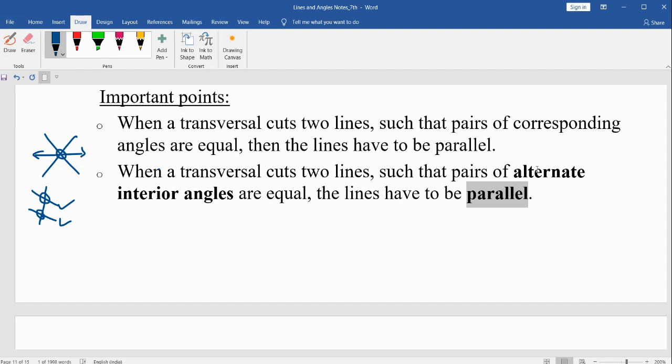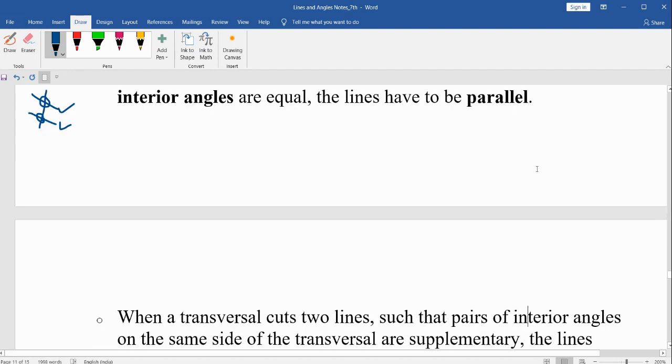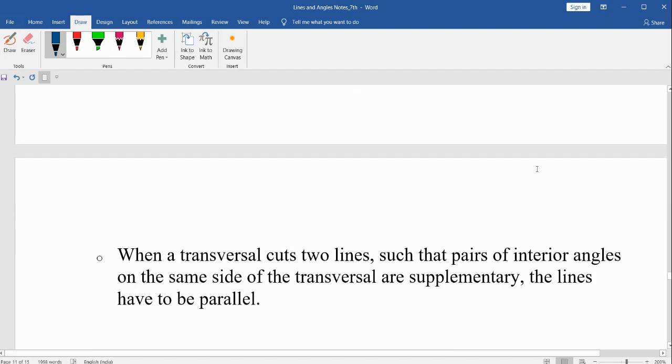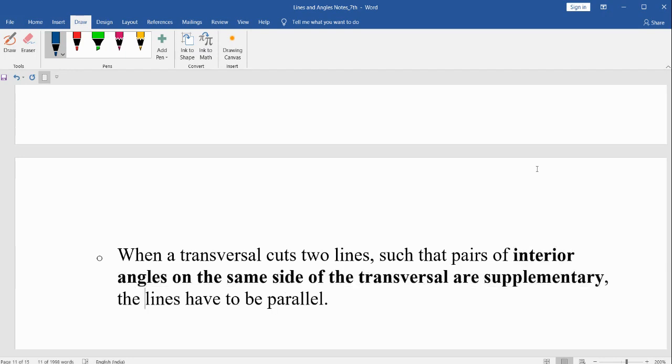Okay, I'll repeat this. When you have alternate interior angles, it means that you have two parallel lines. Simple. And when you have parallel lines and a transversal cutting them, then there will be alternate interior angles, right? Third point. When a transversal cuts two lines such that pairs of interior angles on the same side of the transversal are supplementary, then the lines have to be parallel.